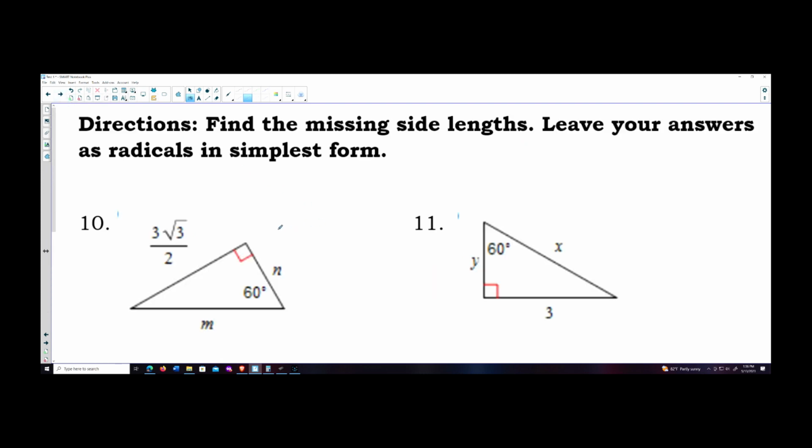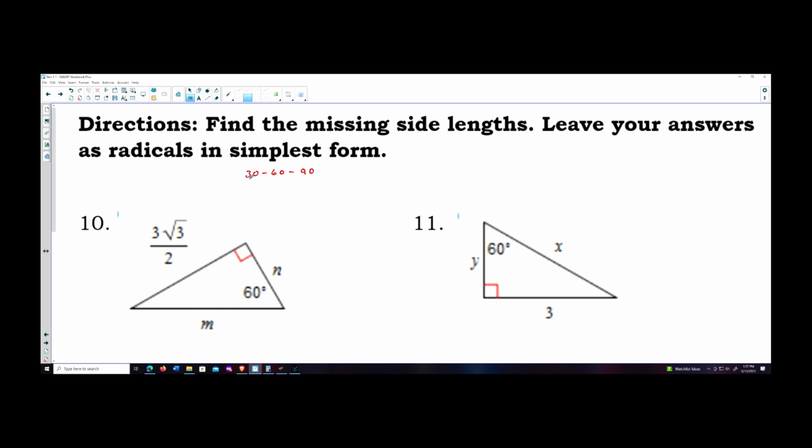Okay, directions. Find the missing side lengths. Leave your answers as radicals in simplest form. Notice now we're talking about a special right triangle. Here I have a 60-degree angle. So I need to leave it in radical in simplest form. The formula for 30, 60, 90.